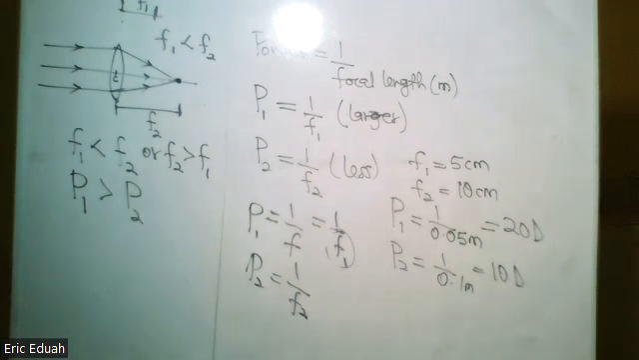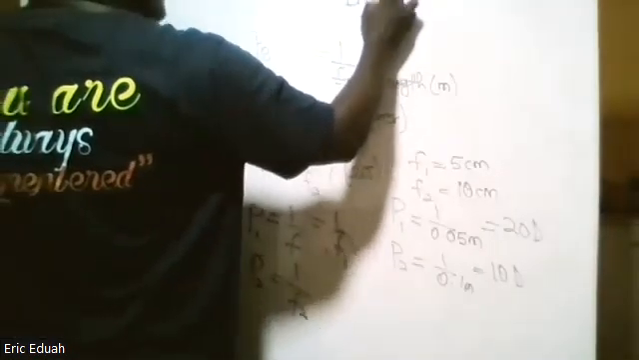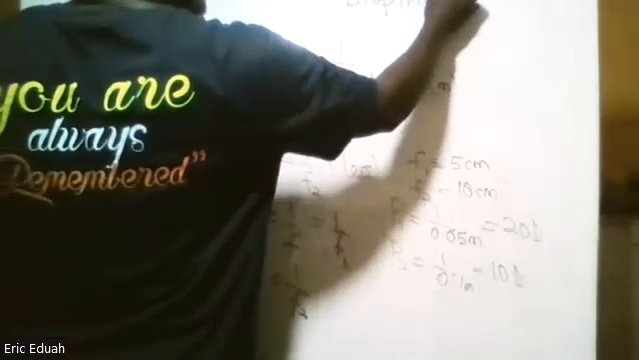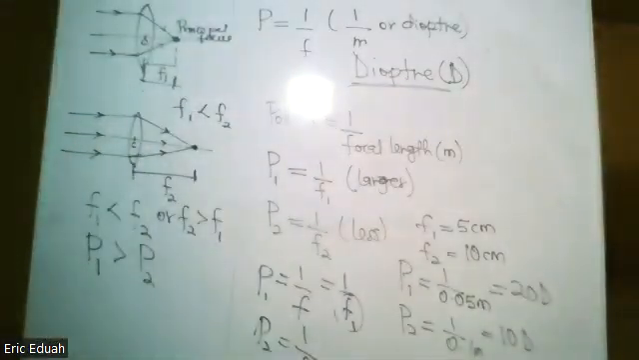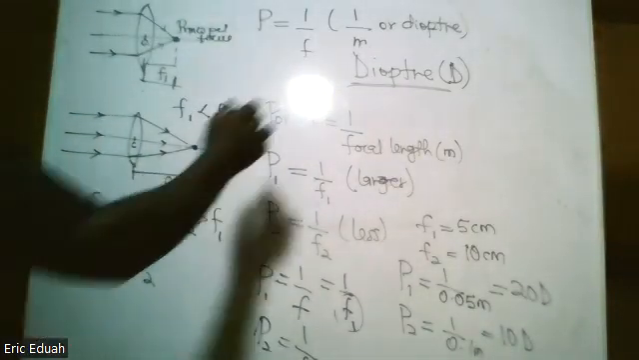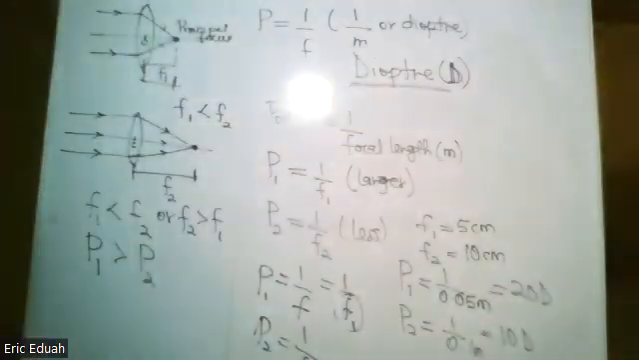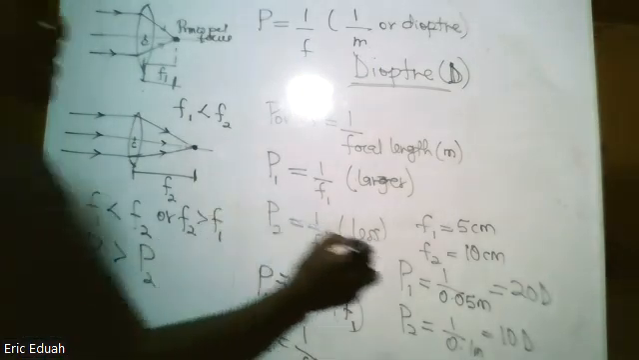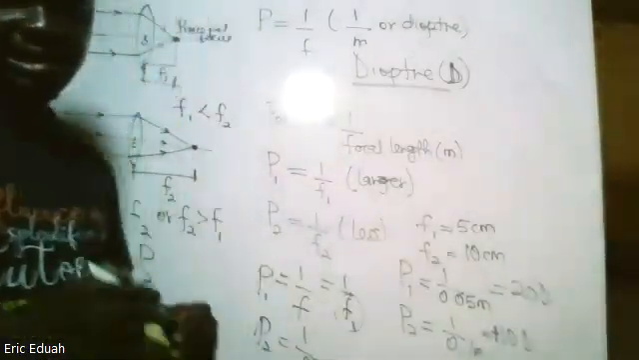Please, the D by the 20, what's that? Diopter. This unit, diopter, is represented as capital D. This unit is the unit of power of a lens or mirror. So diopter is shortened as capital D. That's what I've written here. And it's positive because this lens converges light.